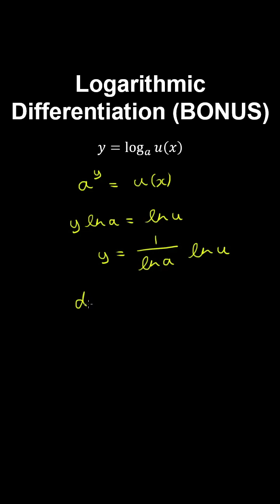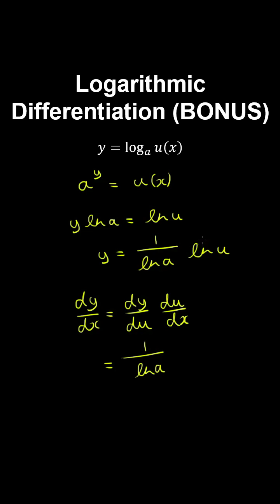And now we can differentiate this using the chain rule. So dy/dx is dy/du times du/dx. So 1 on the natural log of a is a constant, and the derivative of the natural log of u is 1 on u, and we multiply this by du/dx to get our final derivative. If u is equal to x, that's a special case where du/dx is equal to 1.